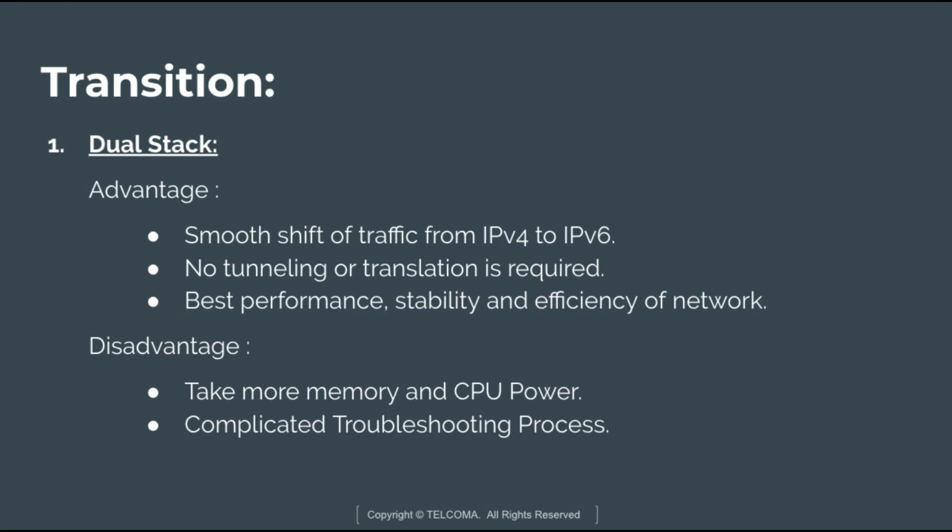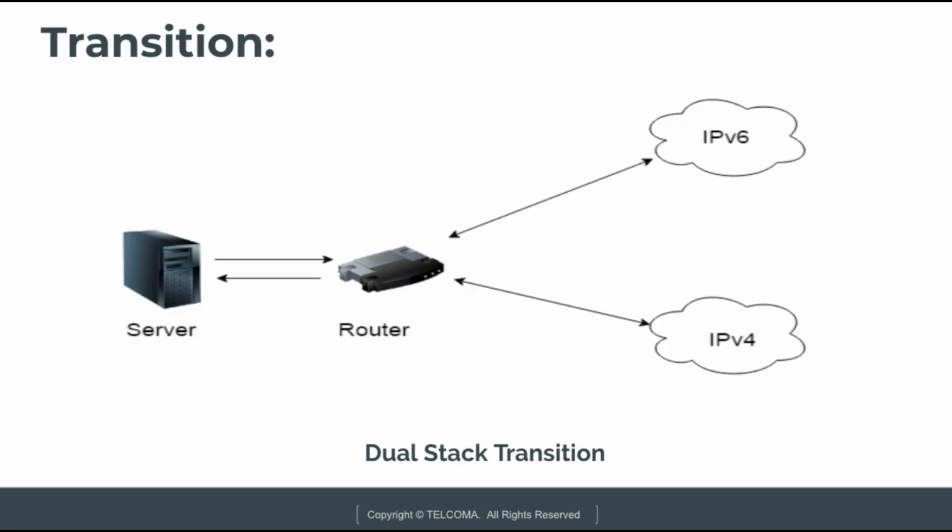A disadvantage is that it takes more memory and CPU power, as it has to remember the rules of IPv4 as well as IPv6 addresses. It is also a complicated troubleshooting process, as we need to troubleshoot a router that knows both IPv4 and IPv6 addresses, which is a complex process. But the advantages are more than the disadvantages, so we use the dual stack transition in our network.